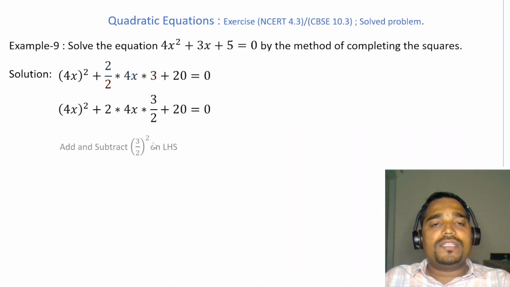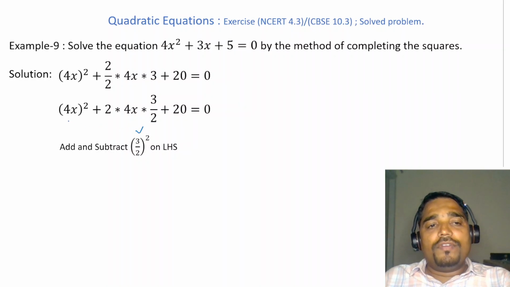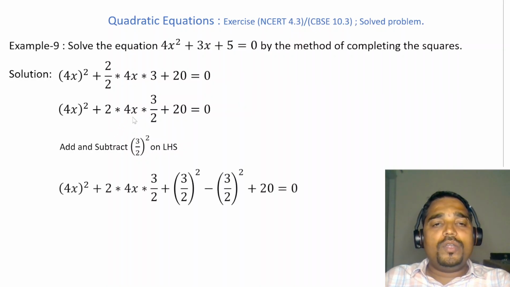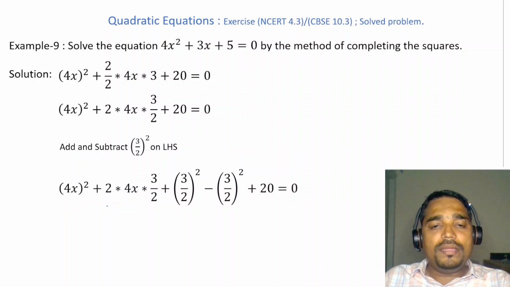Now in order to proceed with the step number 3, let us add and subtract (3 by 2) whole square on LHS. That is, first term (4x) whole square plus 2 into 4x into 3 by 2 would remain as it is. Also plus 20 would remain as it is. Now two additional terms would be getting added, that is plus (3 by 2) whole square and minus (3 by 2) whole square are the two new terms. That is what we have done, addition and subtraction of (3 by 2) whole square. Now this completes step number 3.